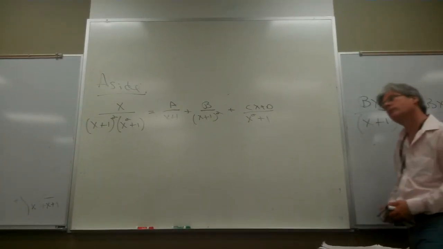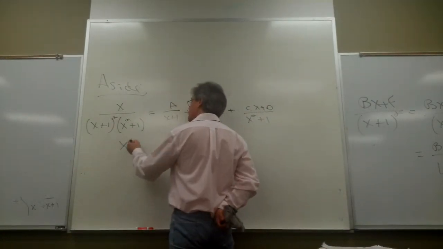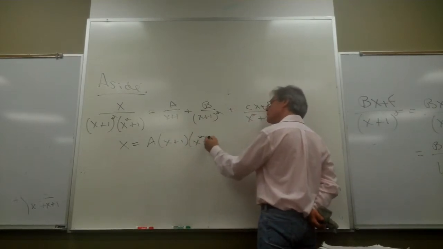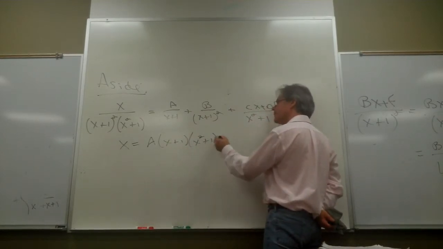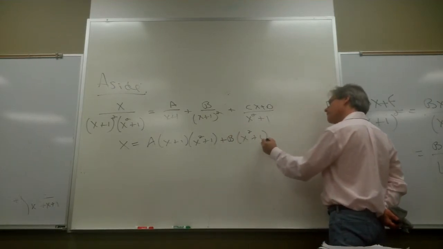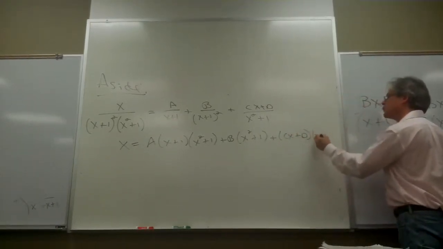Allow me. I'll get rid of fractions. Maybe you can see how nice this really is. That gives you an x. B equal to a times x plus 1 times x squared plus 1, plus b times x squared plus 1, plus cx plus b times x plus 1 twice.